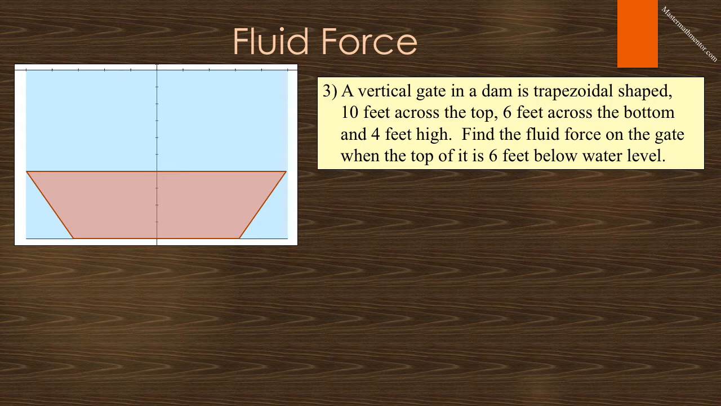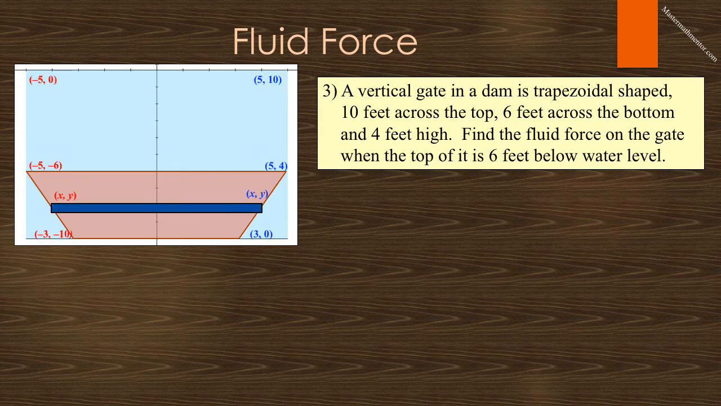Number 3 is similar. We still have a vertical gate in a dam, but now it is trapezoidal shaped, 10 feet across the top, 6 feet across the bottom, and 4 feet high. We again want to find the fluid force on the gate when the top of it is 6 feet below water level. We again set up points based upon where we place the x-axis.